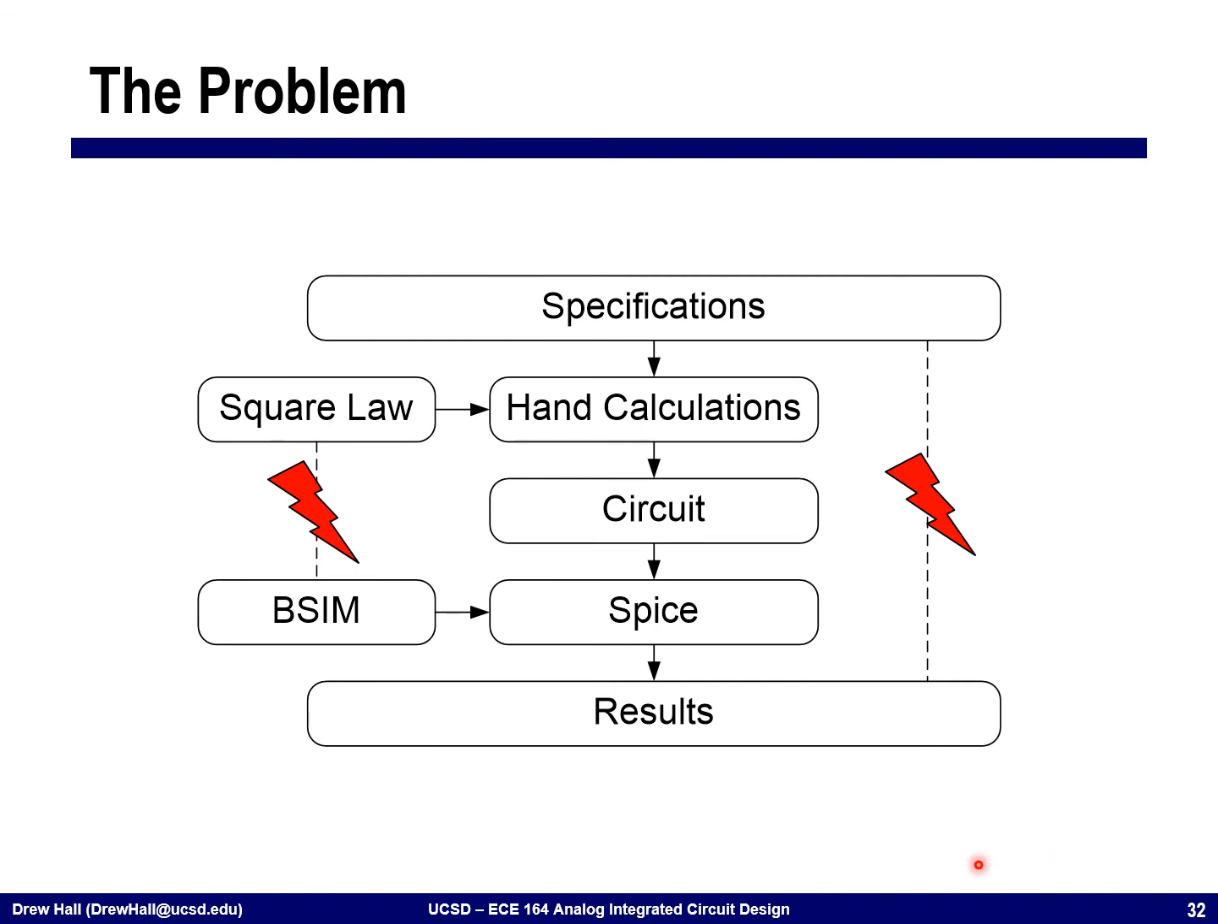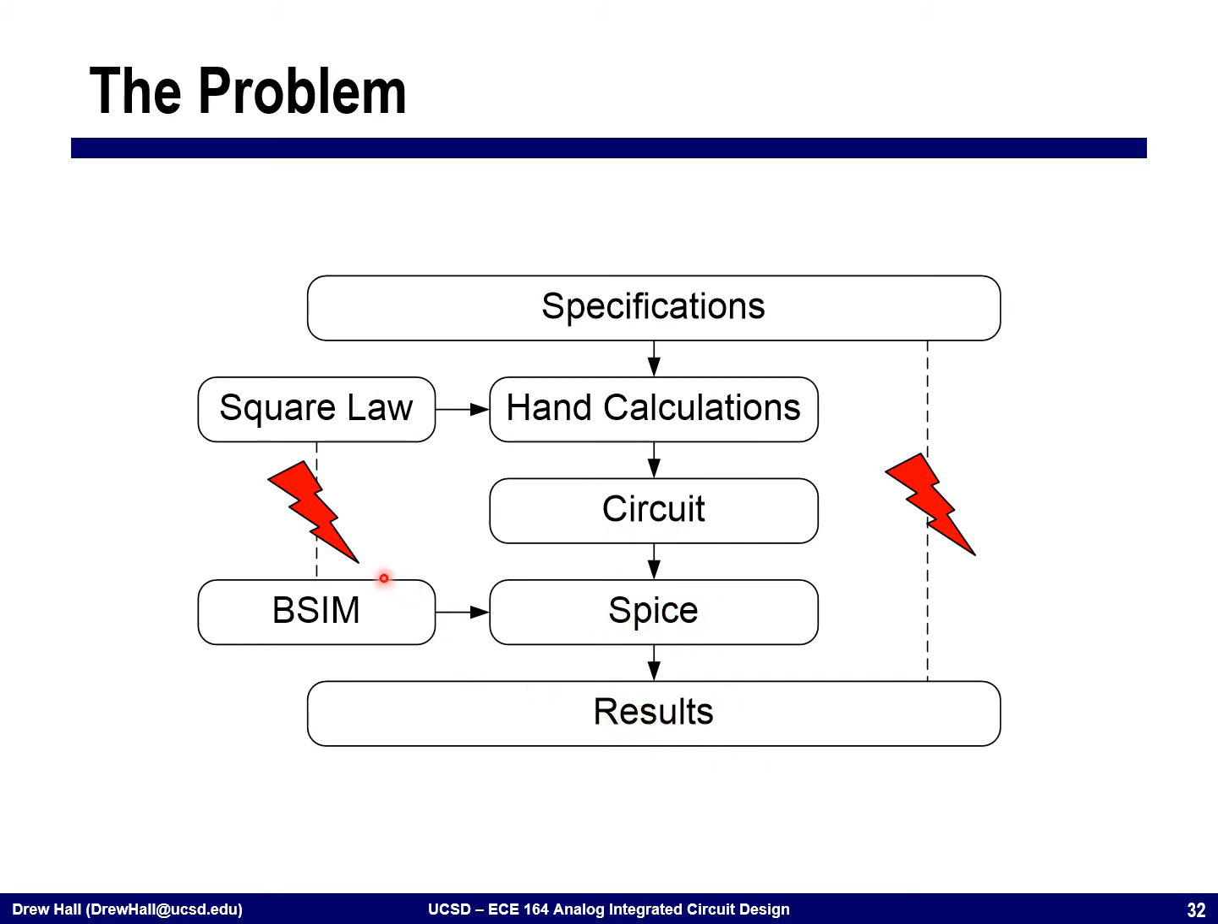And so essentially what we're going to do is get specifications for the circuit that we want. We may do some square law hand calculations to get us relatively close. We'll pick an architecture, we'll do some SPICE simulation, and then we'll calculate the results.